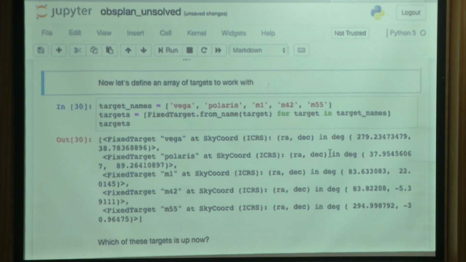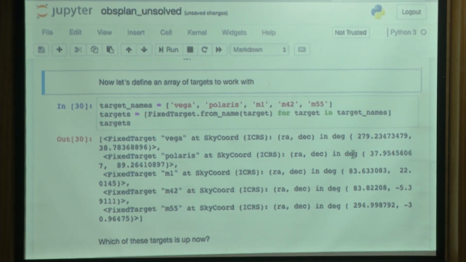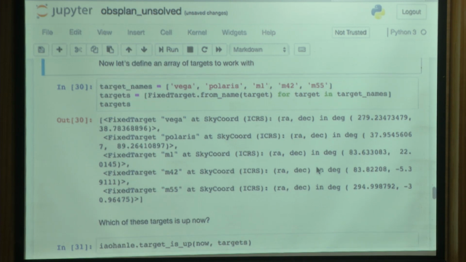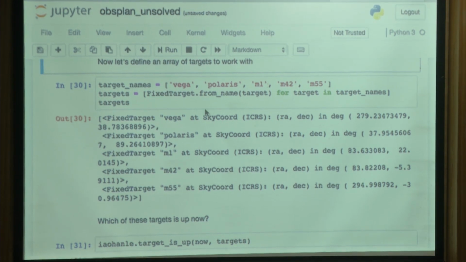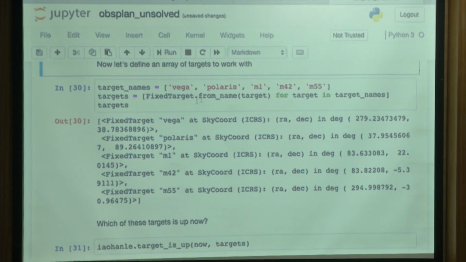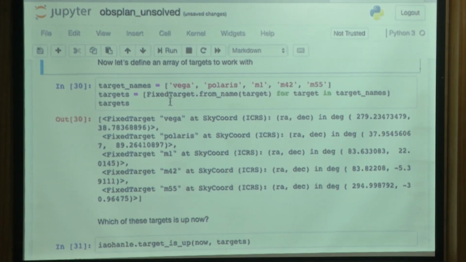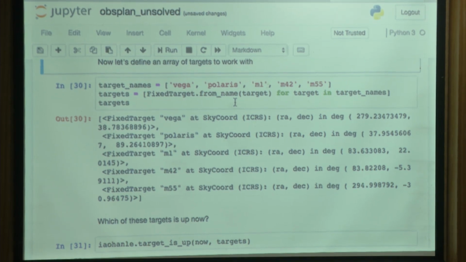So now typically, obviously, you don't have one target to deal with in a night. You will be having a list of targets that you want to observe. So here we define a list of targets called target names, and we store them in a variable called targets, and we store them as fixed target objects. And all of these are targets whose names are already contained in our database, so we don't actually have to give their coordinates, but we can do that.